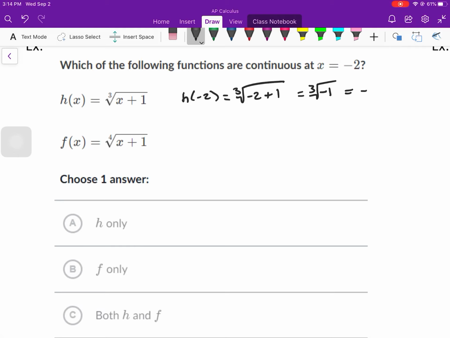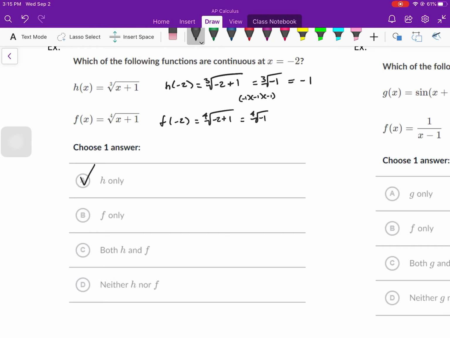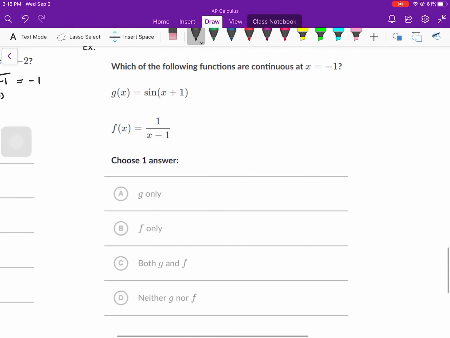Cube root of -1. What times itself 3 times is -1? Well, -1 times -1 times -1, right? We'll give you that, -1. Let's try this one, f of -2. Now, fourth root works a lot like a square root. We're going to have the fourth root of -1. What times itself 4 times is -1? Nothing's going to work. Just like the square root, you can't take the square root of a negative, you can't take the fourth root of a negative either, or the sixth root of a negative. You can't even root a negative. So h is going to work here, but not f.